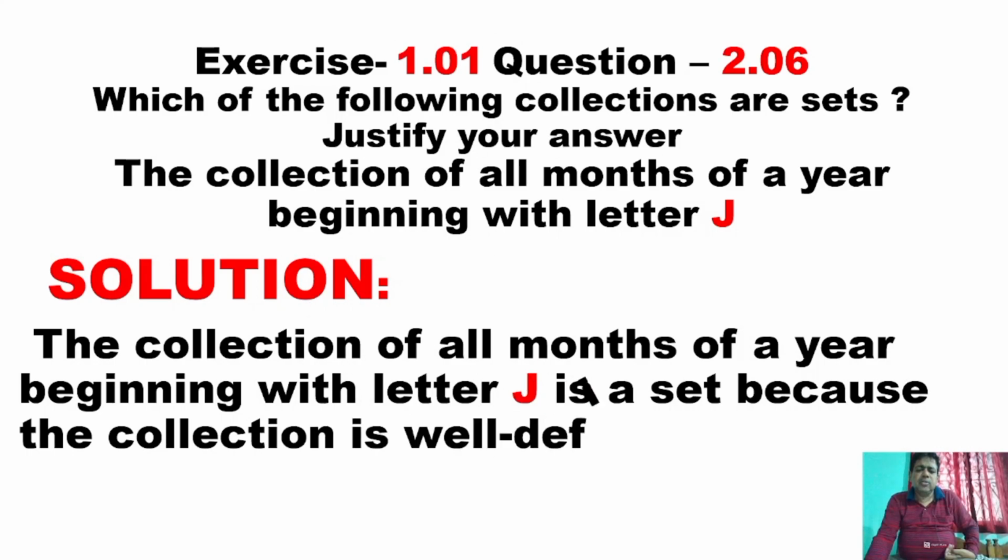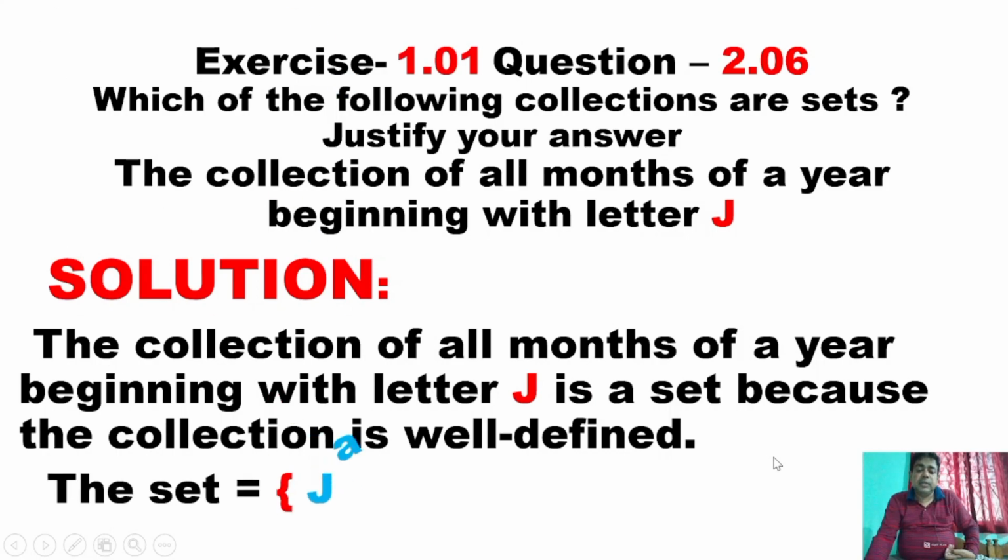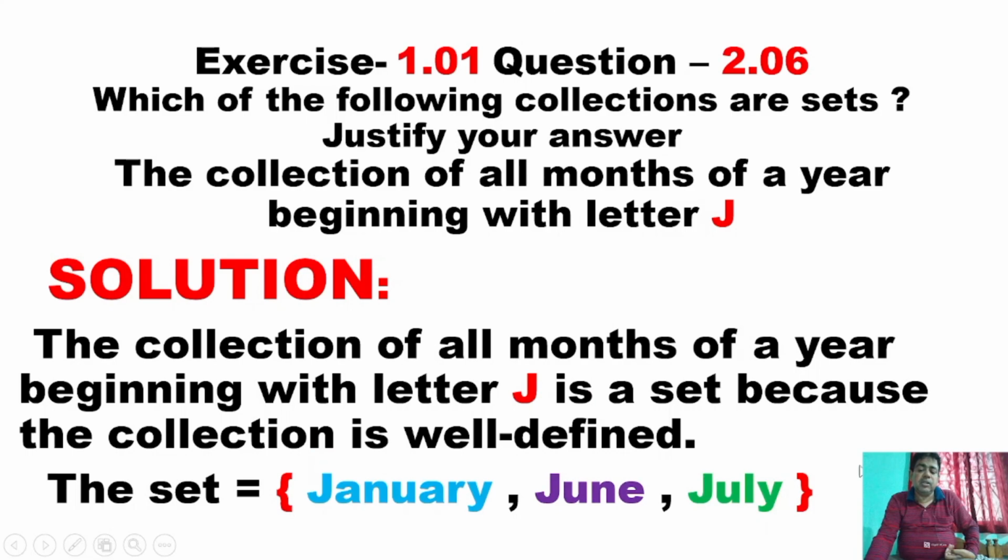Yes, the collection of all the months of a year beginning with the letter J is a set because the collection is well defined. The set can be written as January, June, July in the roster form. The elements are well defined, so it is a set.